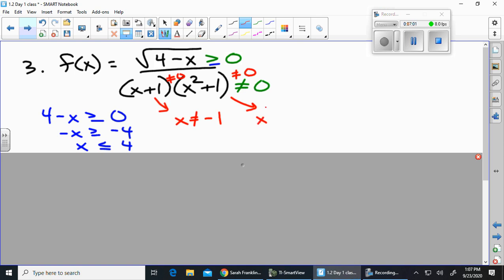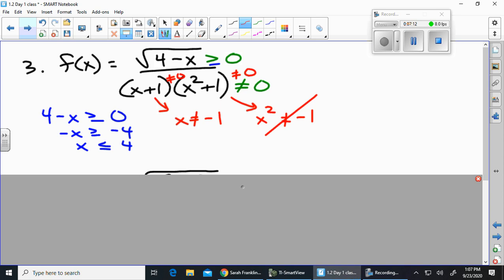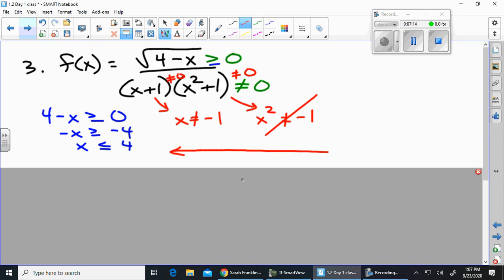This would be x squared cannot equal negative 1. That can't happen, because if you square root that, you get i. That's irrelevant. So now think of putting that together on a number line. First of all, for the top, it's got to be x is less than 4. But the bottom says it can't be negative 1. So at negative 1, it won't work.